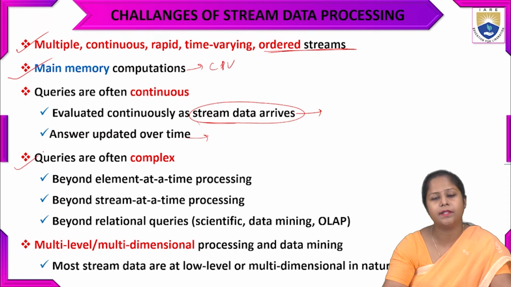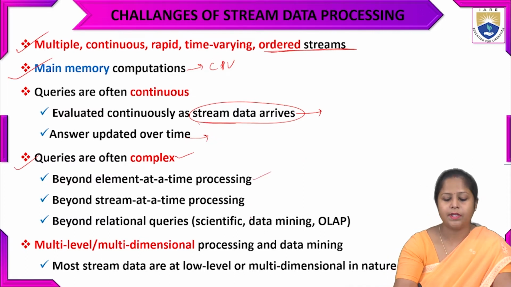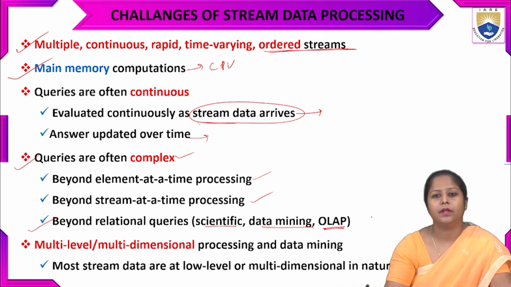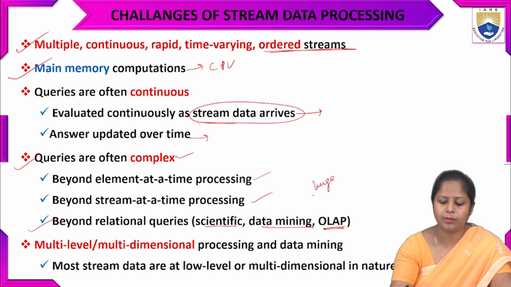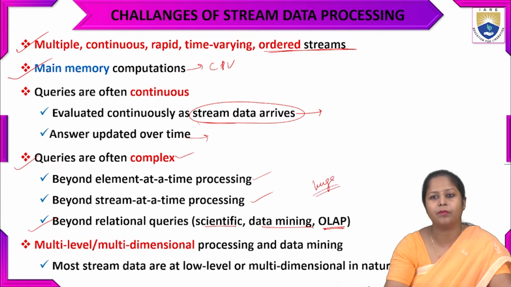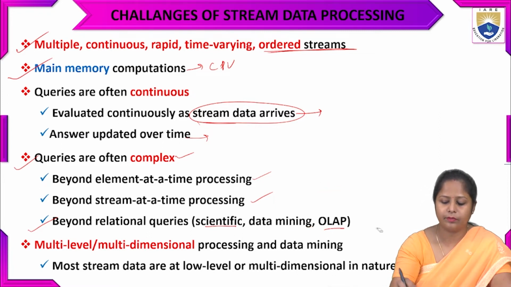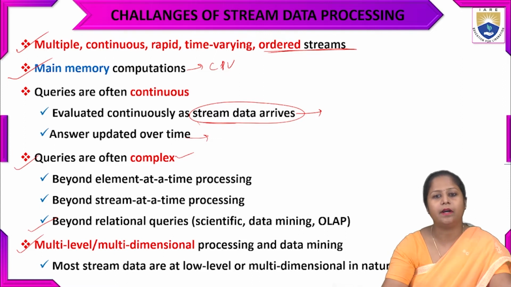Another challenge is that queries are often complex. Why? Because processing goes beyond one element at a time and beyond one stream at a time, and beyond relational queries there are scientific data mining and OLAP queries. That will be very complex, because the data can be very large and huge, and the processing will differ depending on which type of data we use. For multi-level and multi-dimensional processing and data mining, most stream data are at a low level, or multi-dimensional in nature. If that type of data is there, then challenges must occur.